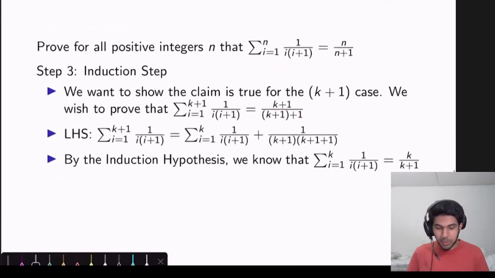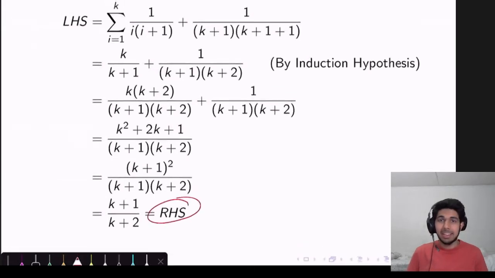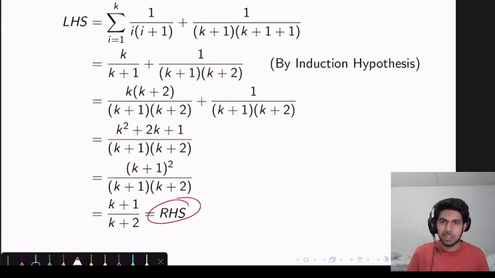Because here, what we wanted to prove was this, and the right-hand side was this k plus 1 thingy, so that's k plus 1 divided by k plus 2. So we've gotten to the right-hand side. And that concludes the first proof by induction.